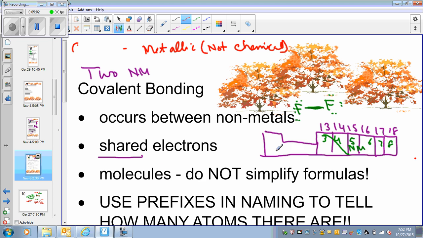Let me not get off the topic here. Sharing of electrons, no transfer, no positive, no negative, and we call them molecules. Okay, if you remember, for ionic compounds, we use the word formula units. But for covalent compounds, we use the word molecules. Okay, they don't simplify the formulas.